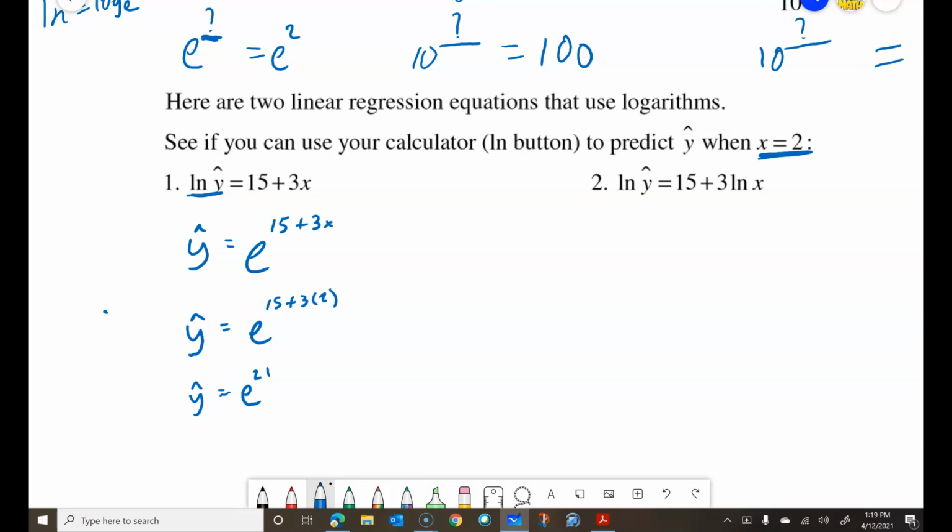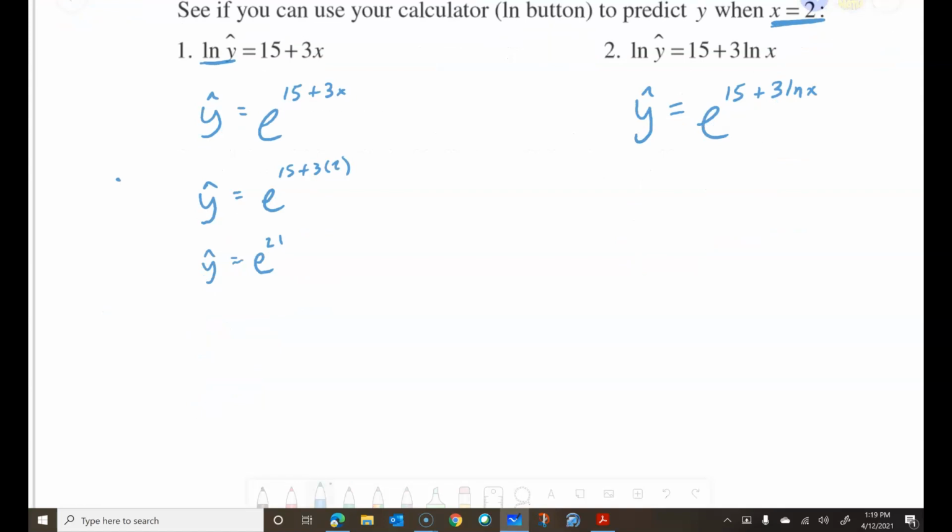Same thing over here. What's happening here? We have y hat equals e to the 15 plus 3 natural log x. And then we would plug x in here. We'd have to use natural log twice. We take the natural log of 2 and get a decimal, multiply it by 3, and then use the calculator again to finish that off. So this is essentially what we need to be able to do with our logarithms.